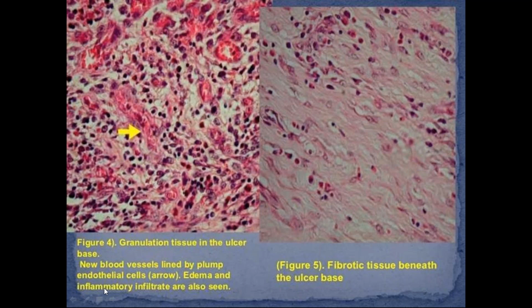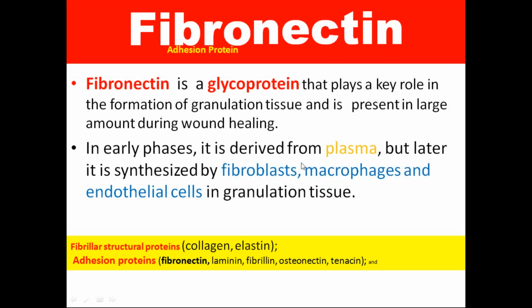Granulation tissue in the ulcer base. See, here we can see newly formed blood vessels lined by plump endothelial cells, and edema and inflammatory infiltrate can also be seen. This is a fibrotic tissue beneath the ulcer base.